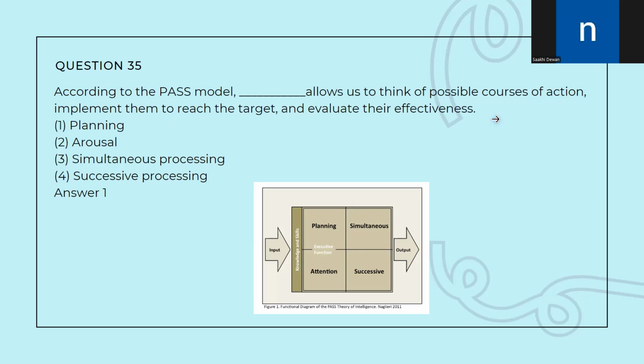Once we think of possible courses of action, we also implement those courses to reach our given target. And then after reaching that target or without reaching that target, we evaluate the effectiveness of those possible courses of action. So the answer would be option number one, that is planning.